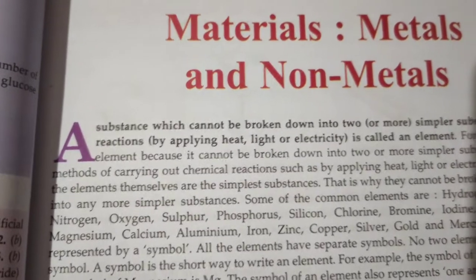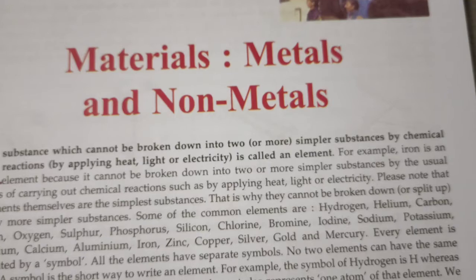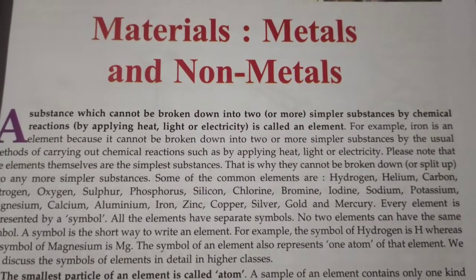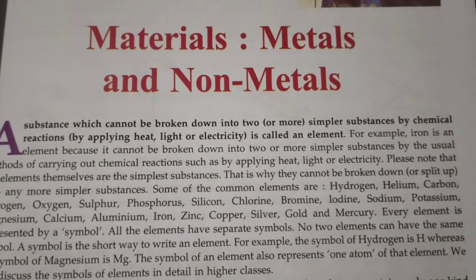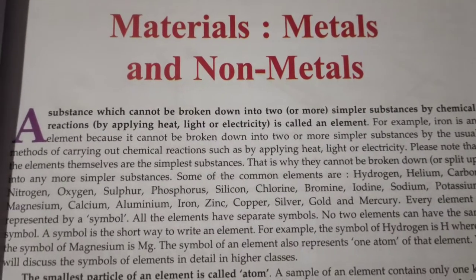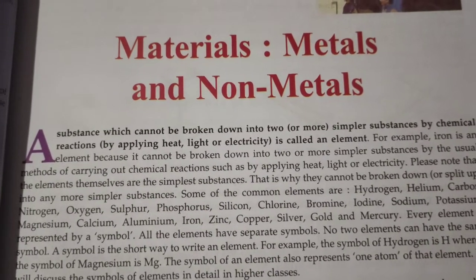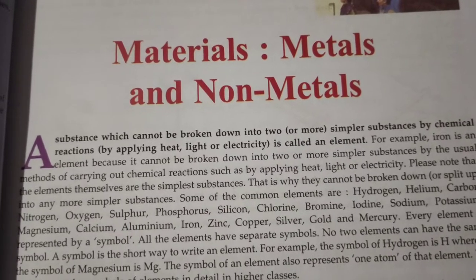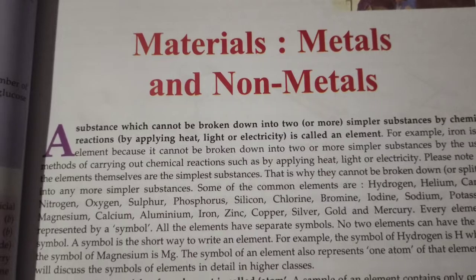A substance which cannot be broken down into two or more similar substances by chemical reaction, by applying heat, light or electricity, is called an element. That means if we do some chemical reaction to a substance, and that substance breaks into simpler substances, then it is not an element. So an element is a substance which cannot be broken down into more similar substances.